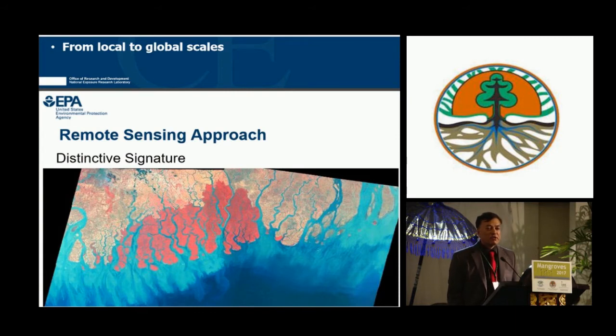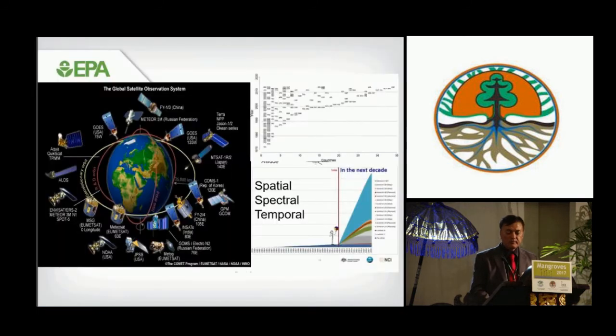The good thing about remote sensing is that mangrove has a very distinctive signature. This is a false color composite of Landsat data covering the largest remaining tract of a mangrove forest in the world, in the border between India and Bangladesh. The dark red color is mangrove, and it's very easy compared to many other land cover classes to map and quantify these mangrove areas. At the same time, remote sensing technology is developing very, very fast.